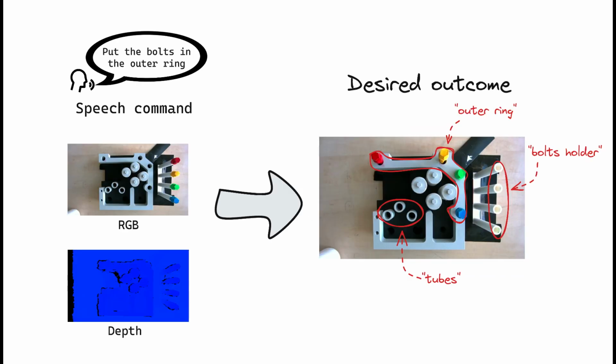In this setup, the operator teaches the robot to assemble the engine using casual speech commands and RGBD images of the assembly area. The robot uses this multimodal input consisting of language commands and visual data to determine the correct actions. For instance, if the operator says, "Put the bolts in the outer ring," the robot then knows to move the bolts from their holder to the holes in the engine's outer ring.